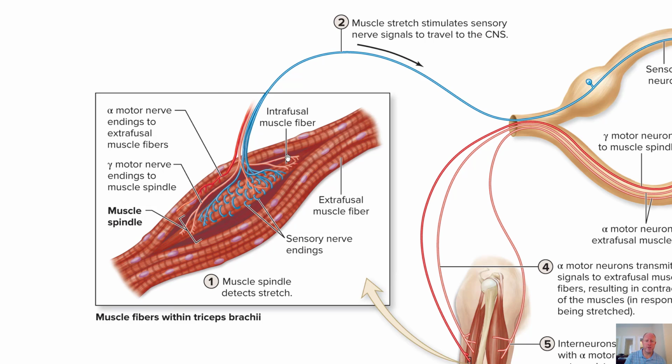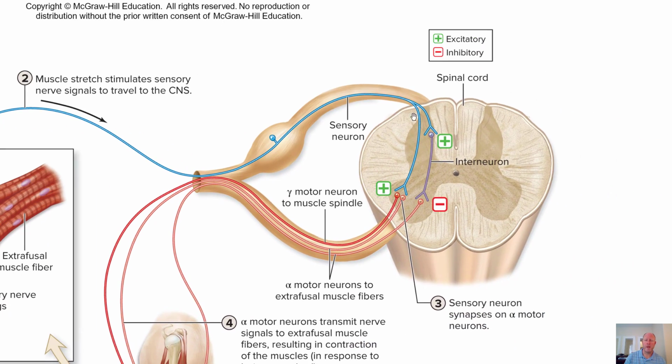And we have our intrafusal muscle fiber here, extrafusal muscle fiber here, and all of our sensory nerve endings. So this muscle stretch stimulates a sensory nerve signal to travel to the CNS, and we're going to go to the spinal cord here with an interneuron there, giving information here for the alpha motor neuron to the extrafusal muscle fibers here, and we have the motor neuron to the muscle spindle here.